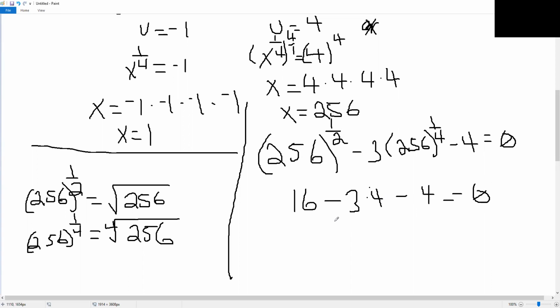All right. So now we have 16 minus 3 times 4, 12, minus 4 equal to 0. And that will become, from our handy dandy calculator, 16 minus 12 minus 4 equals 0. So this is just 0 equals 0. It checks out. And that's how you check those. So if it has a power to a fraction, you're just doing the square root or cube root or 4th root of that number.